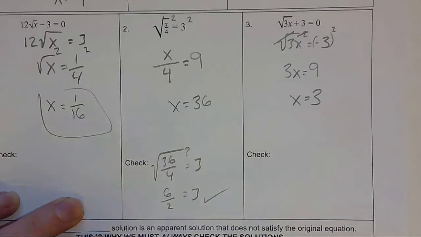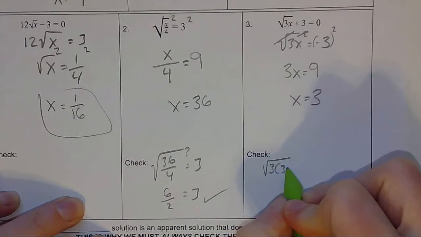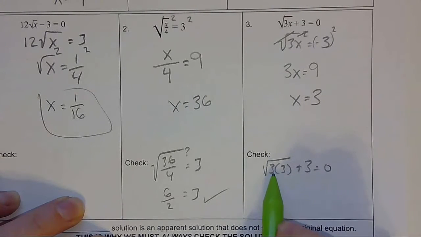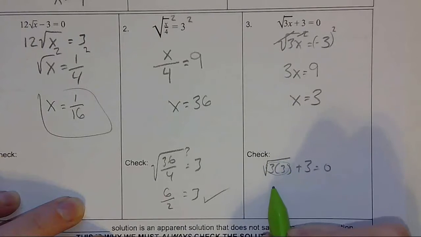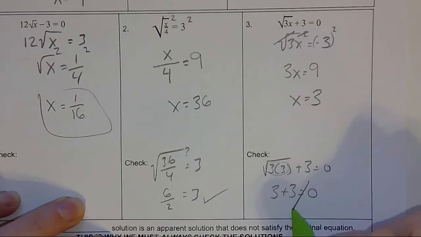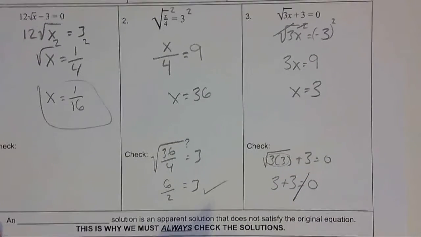All right, go ahead and plug that in. So square root, and I'm just going to do it by hand again because it's just as easy. Square root of 3 times 3, which is 9, is 3. Is 3 plus 3 equal to 0? No. So this one actually does not work, and we actually have a word for that.